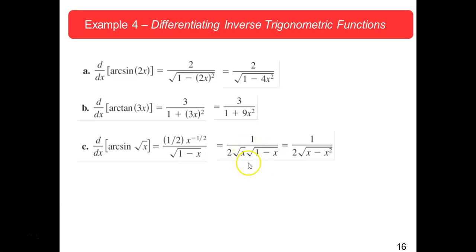And then you can put these roots together, since they're both square roots, you just multiply the inside parts. So it's x times 1 and then x times minus x squared. So then you get x minus x squared.